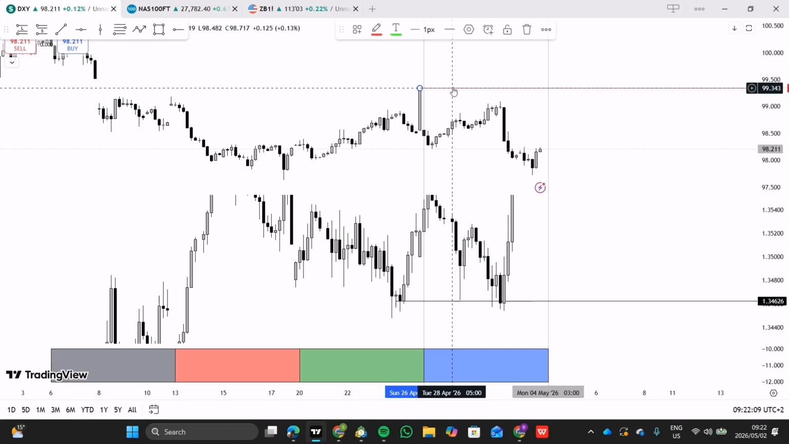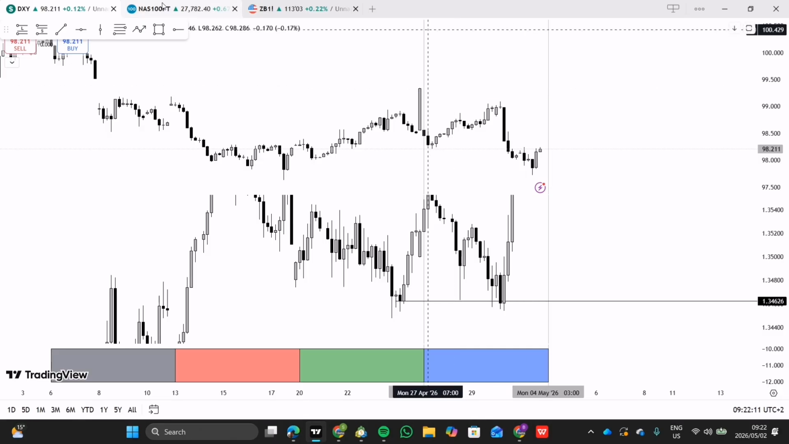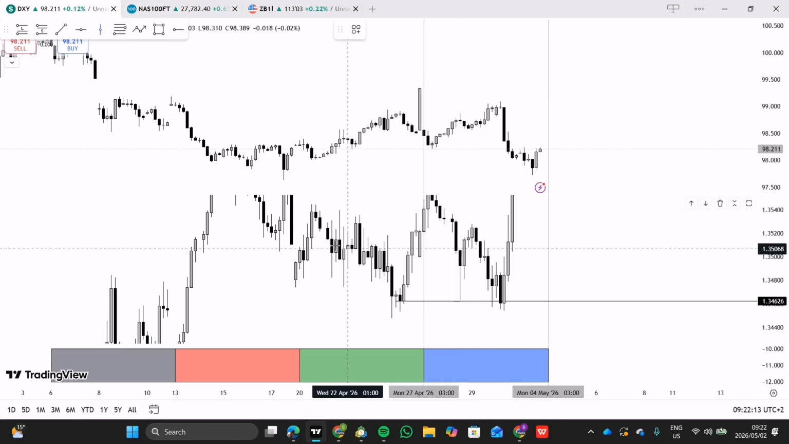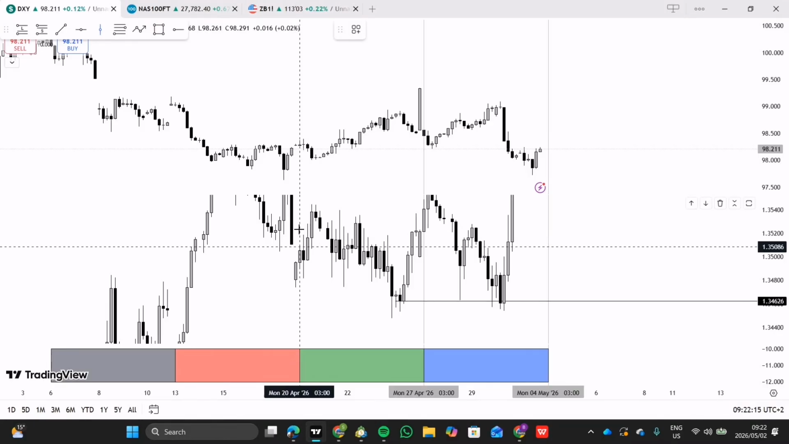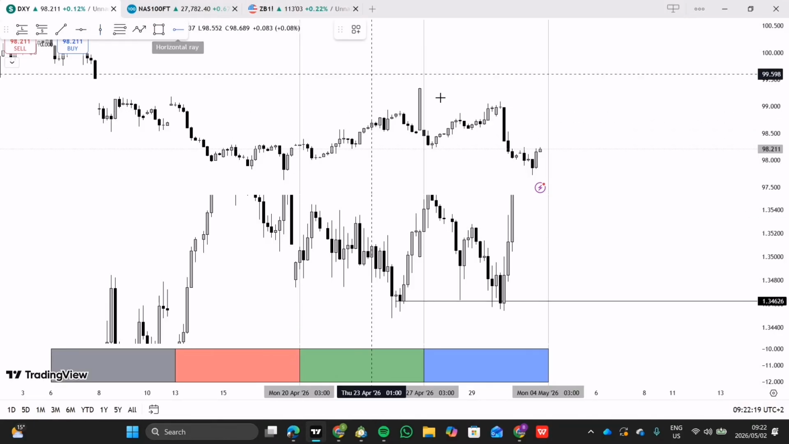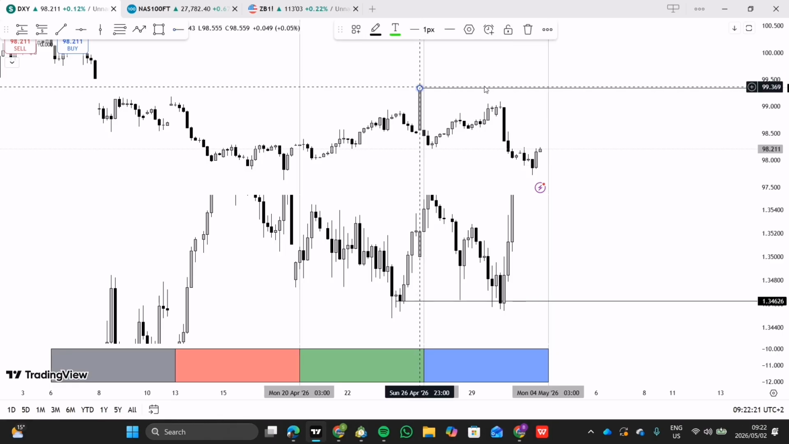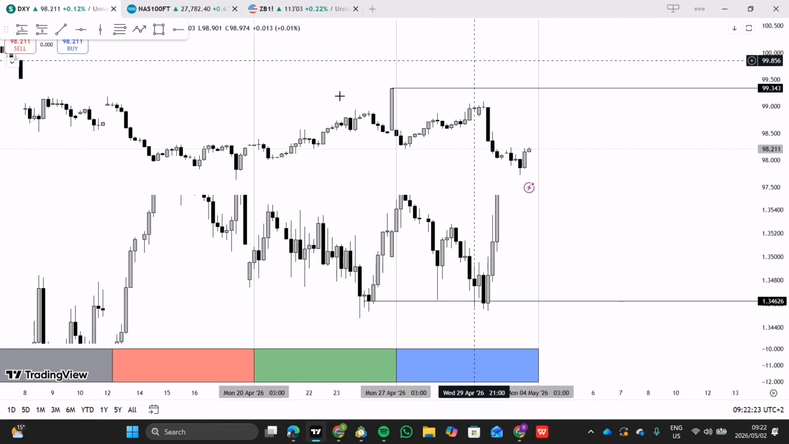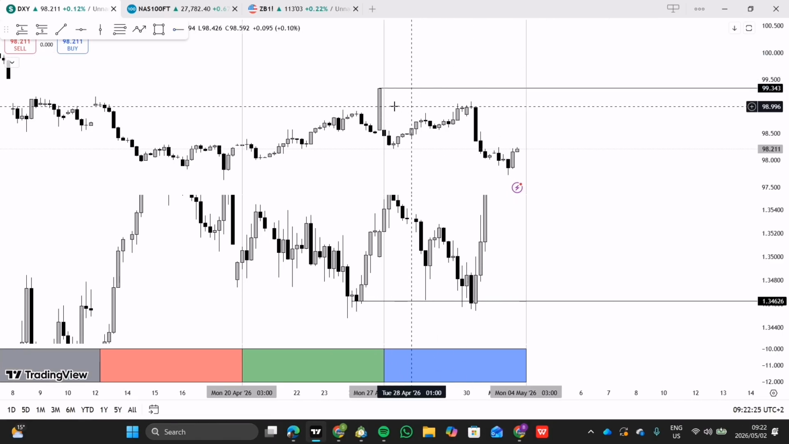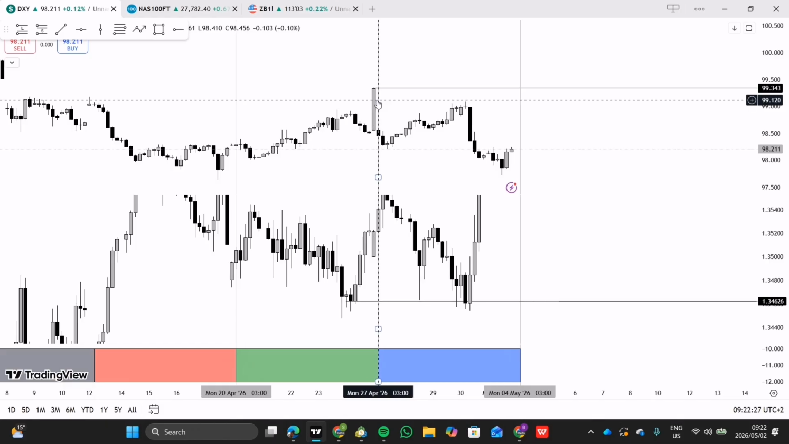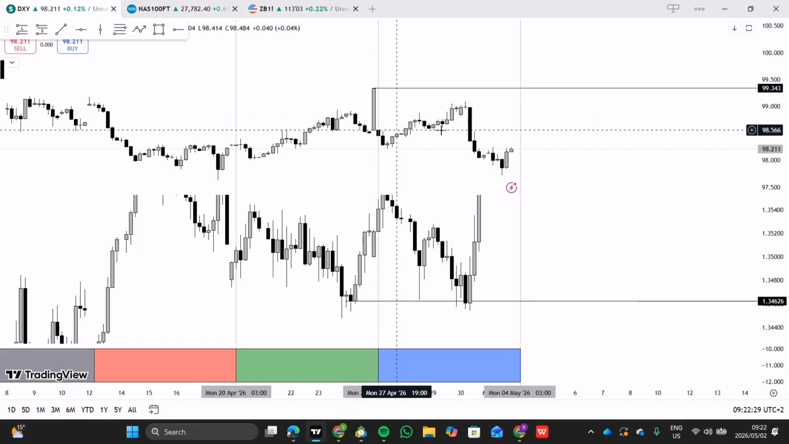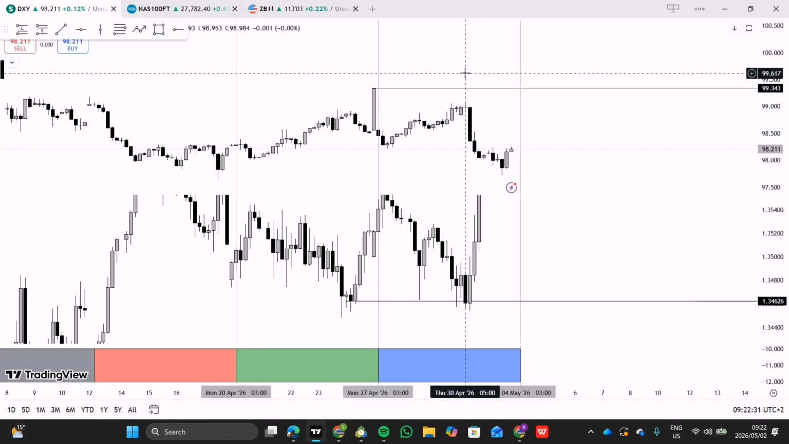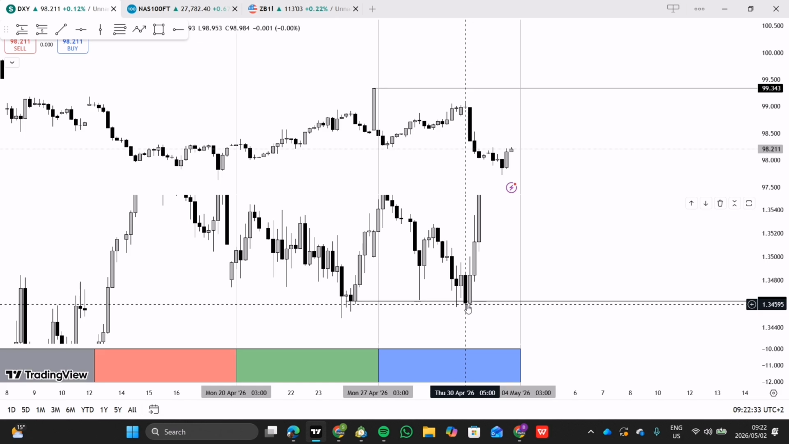Yes, I think it was already marked over here, okay? So let me just add this vertical line over here. Can you see our highest body closure was over there on the DXY? Now can you see that we had a cracking correlation? We failed to close above over here and we closed below over here on GBP USD and Euro USD.